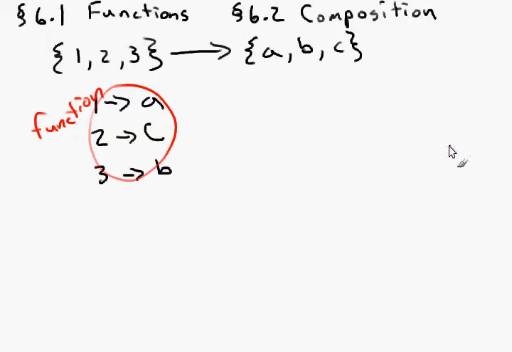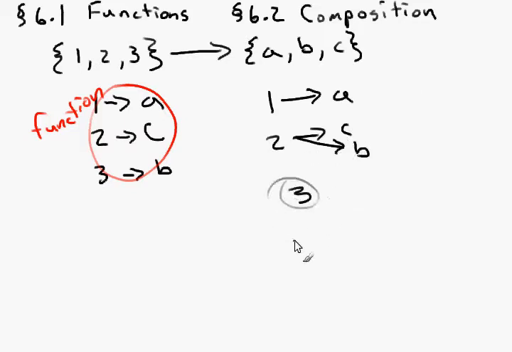Now, what would make this not a function? If I had, say, 1 goes to A, 2 goes to C, or B sometimes, and 3 just doesn't go. I've got some problems here. First, 3 needs to go somewhere. It's in the set of numbers I'm interested in. So this number needs to be assigned something here. So I would just have to say 3 goes to A as well. Okay, I've fixed that problem.